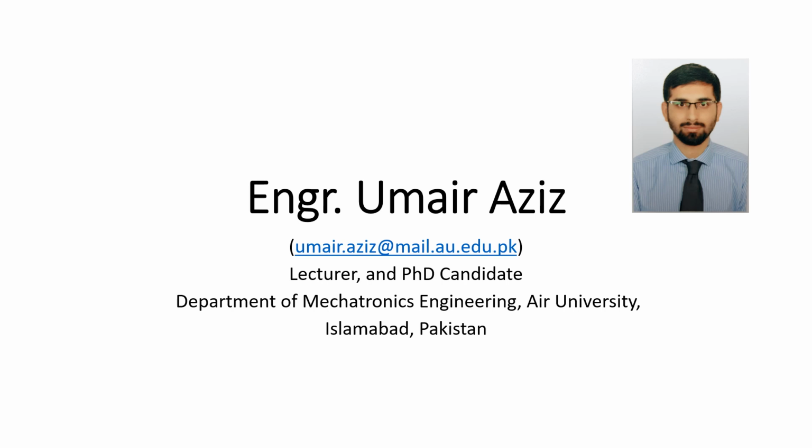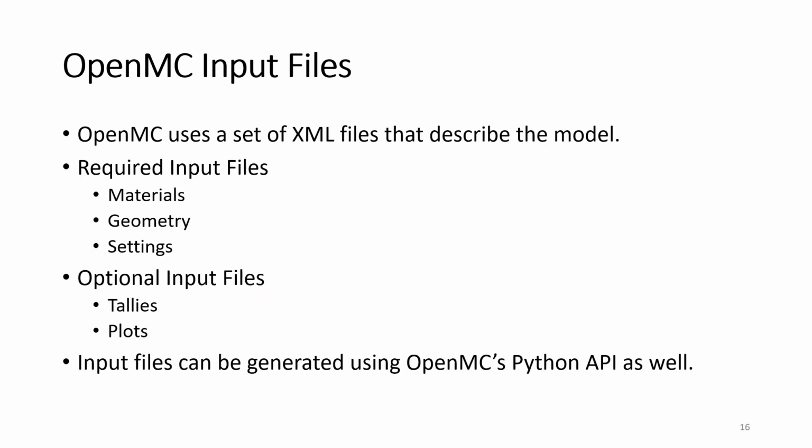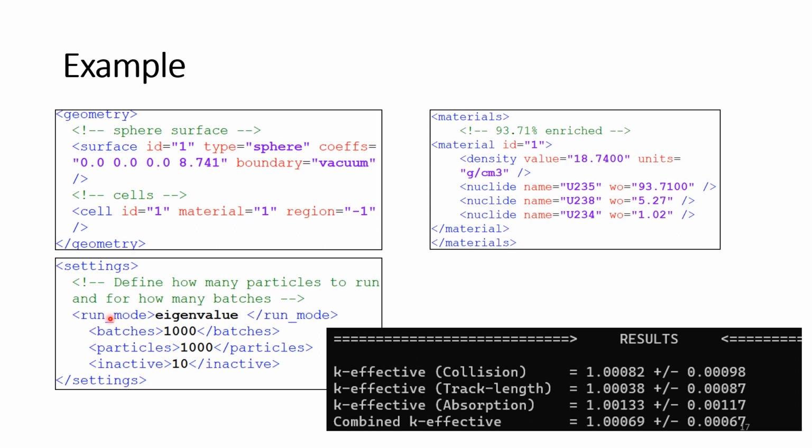This is by an engineer, just to show you that the criticality begins with a neutronic code such as OpenMC, and this is an open source particle transport code: fixed source, k eigenvalues, and depletion study. You have these three studies. You have to create your input files where you specify materials, geometry, settings, and give it some optional input files. So basically, you'll get tallies such as flux and subsequent reaction rates, and you can plot them. Input files can also be generated using OpenMC's Python API. It's all very user friendly.